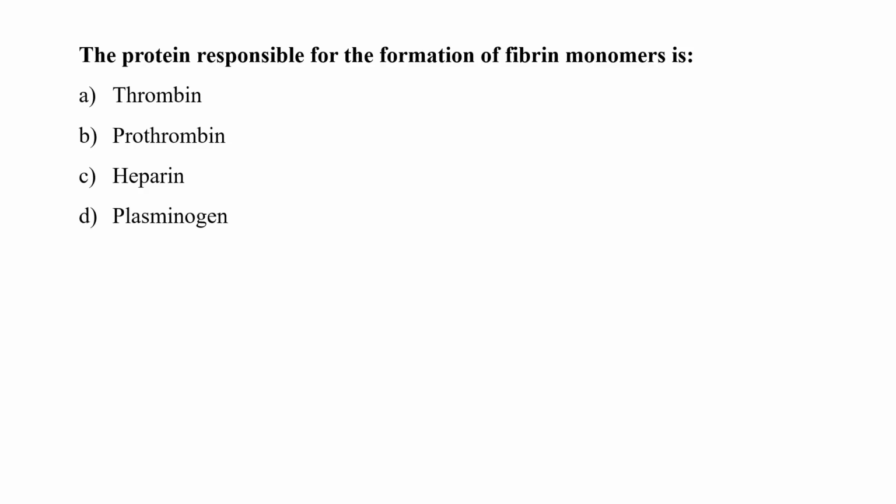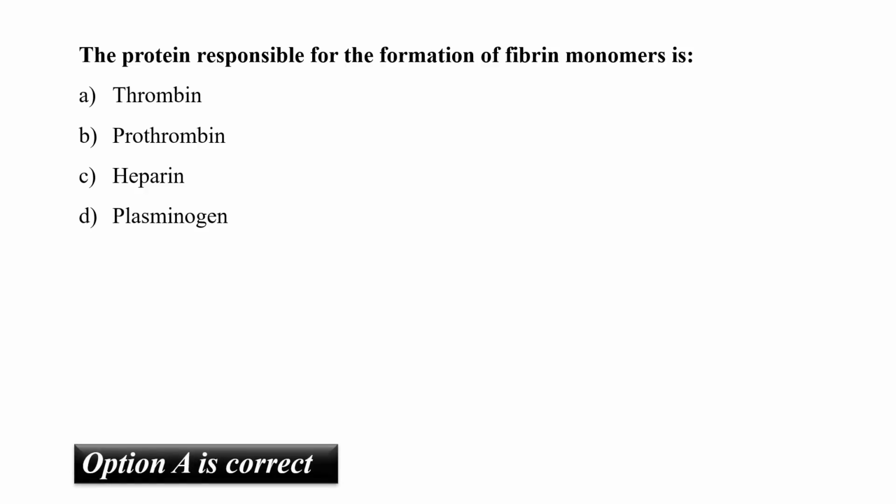The protein responsible for the formation of fibrin monomer is thrombin, prothrombin, heparin, or plasminogen. Thrombin converts fibrinogen to fibrin, which is an integral step in the clot formation. So option A is the correct answer, that thrombin is responsible for converting the fibrinogen to the fibrin monomer.